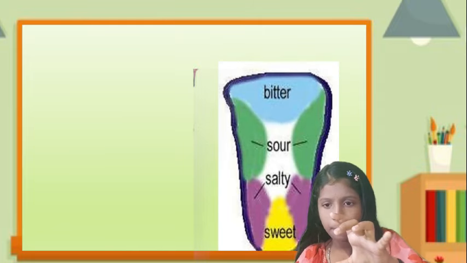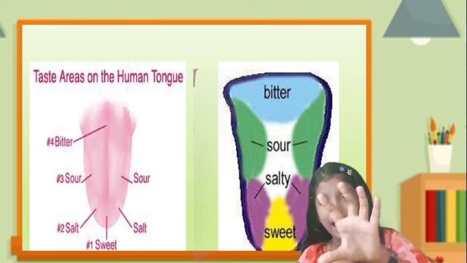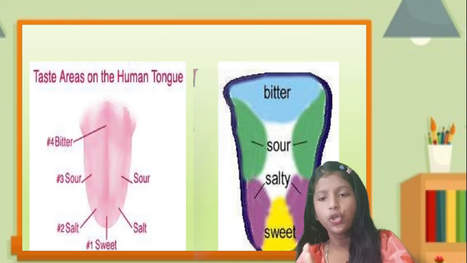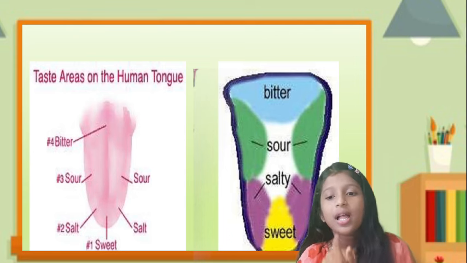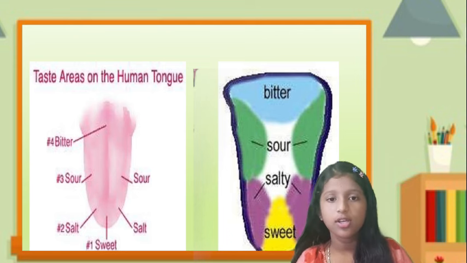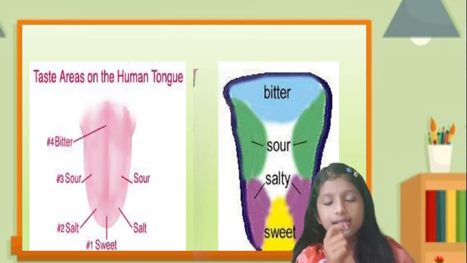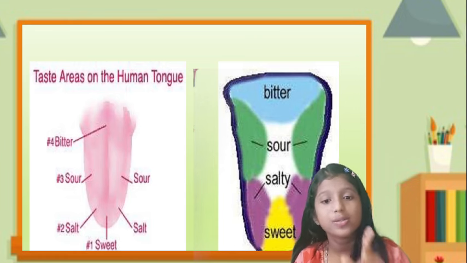Now, this is a tongue picture. This is the fake tongue and this is a real tongue. In that first picture I showed you, there are bitter, sour, salty, sweet regions. Whenever, for example, we eat chocolates, right? We all eat chocolates when we are small. We lick like this, like Dairy Milk. It is molten, and we lick like this. The sweet is tasted here.